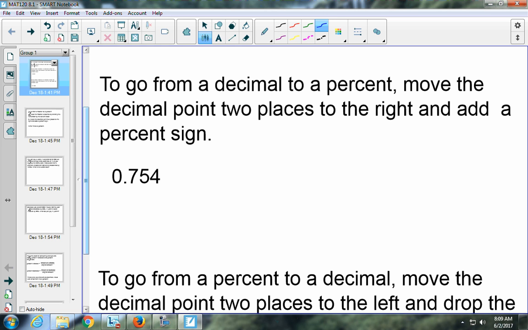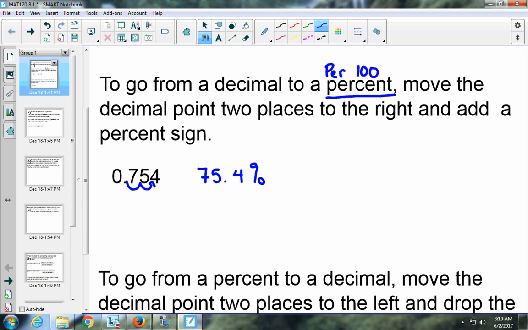So if we look at this, 0.754, or 754 thousandths, what we would do is take that decimal point and bump it 2 spaces to the right. So we would have 75.4%. That works because percent means per 100, right? That cent means 100. It's why there's 100 cents in a dollar and 100 years in a century.